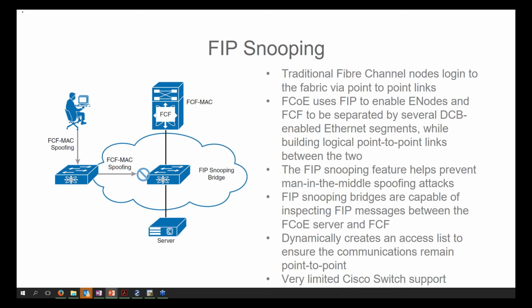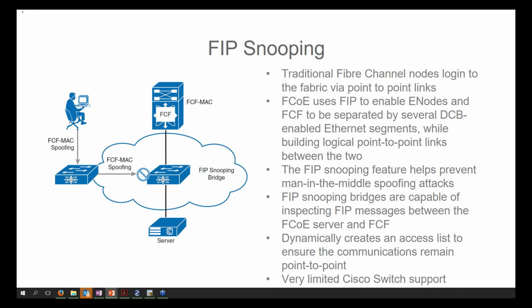The FIP snooping bridges are capable of inspecting those messages between the fibre channel over Ethernet server and the fibre channel forwarder. Then it's going to dynamically create an access list to ensure that those communications remain point-to-point. But it's very limited in terms of Cisco switch support. I think one of the only Cisco switches that support it, I believe, is the 4000, which is a blade switch for an IBM BladeCenter.